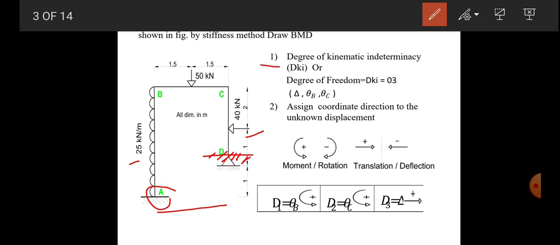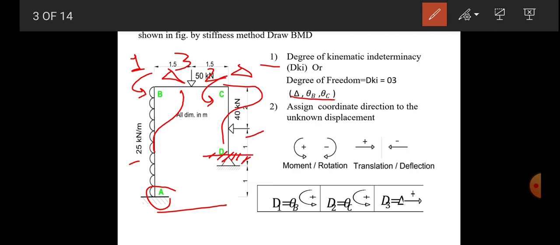Now the first step: degree of kinematic indeterminacy, DKI, or degree of freedom, is equal to 3. Why 3? Because at B there will be a rotation and at C there will again be 1 degree of freedom in terms of rotation. So there is rotation theta B and theta C at B and C. Also there is no support for the transverse direction at B and C, so the column will sway toward the right side, let us assume. So delta will be there. So there are 1, 2 and 3 unknowns. So degree of freedom will be 3: delta, theta B and theta C. So this is a sway type of problem.